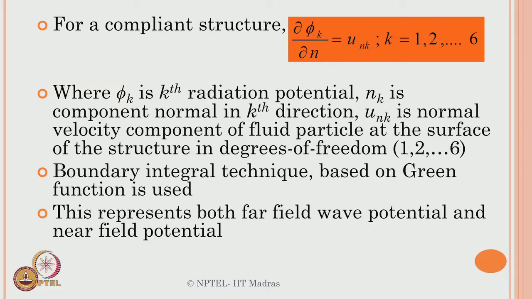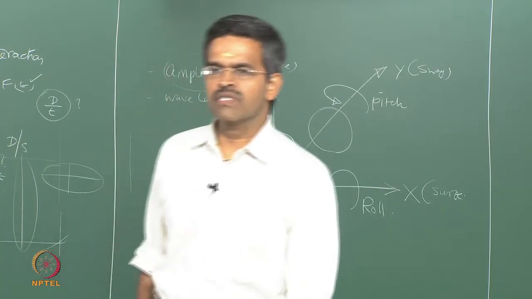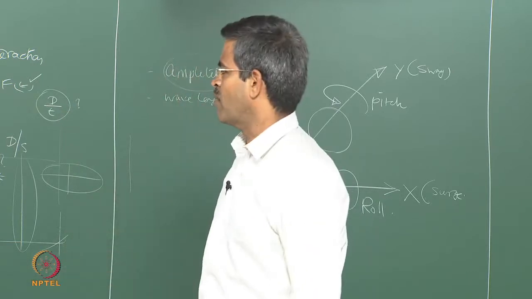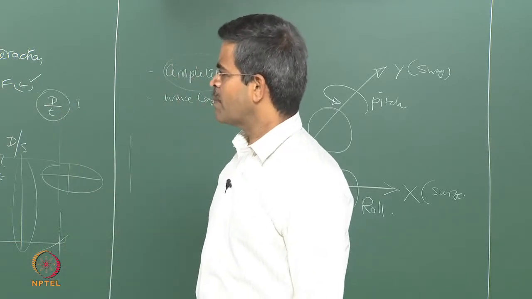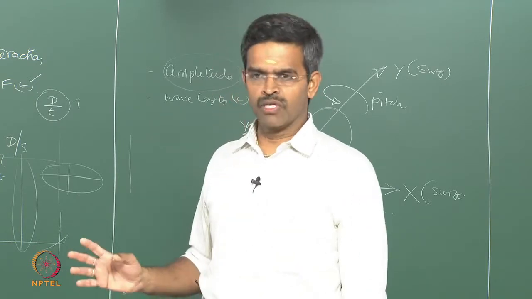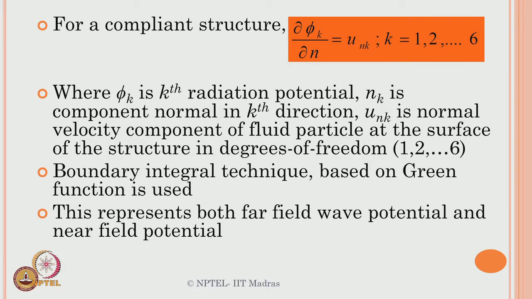Now, this problem becomes more complex, therefore, it cannot be solved using a conventional partial differential equation technique. So, we use Green's theorem or Green's function to solve this boundary value problem, or boundary integral technique. This represents both the components of far field wave potential and the near field wave potential. Now, let us quickly see what this so-called boundary integral technique is.